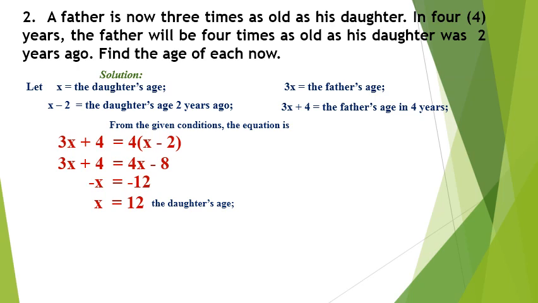And to find the age of the father in the present time, we will have to substitute this value into the given condition, which is 3x. So 3 times 12 is equal to 36, which is the father's age.